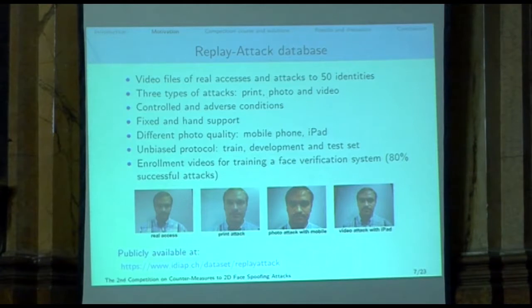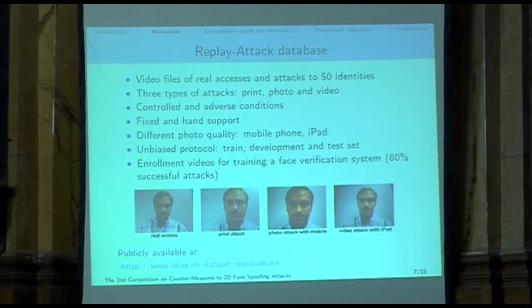This database contains video files of real accesses and attacks to 50 different identities. There are three types of attacks: attacks using printed photographs, photographs displayed on a digital device, and video playbacks. The samples in this database are recorded in controlled and adverse conditions. Then the spoofing attacks are recorded using fixed or hand support. Then there are also different photo qualities. For example, for the digital spoofing attacks, we were using a mobile phone or an iPad. And all of these conditions introduce just another level of variability in the database.